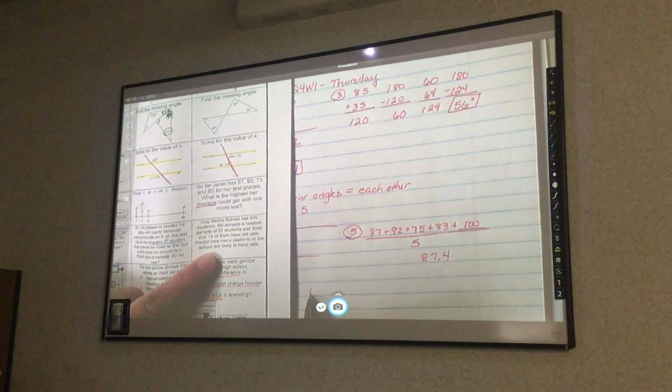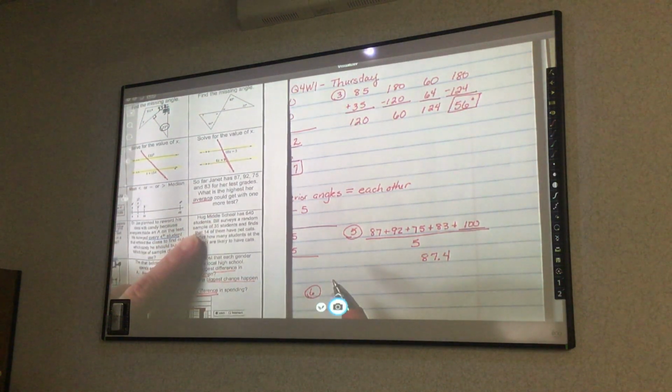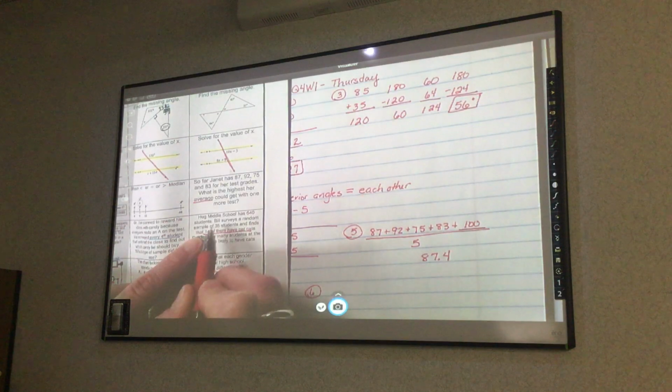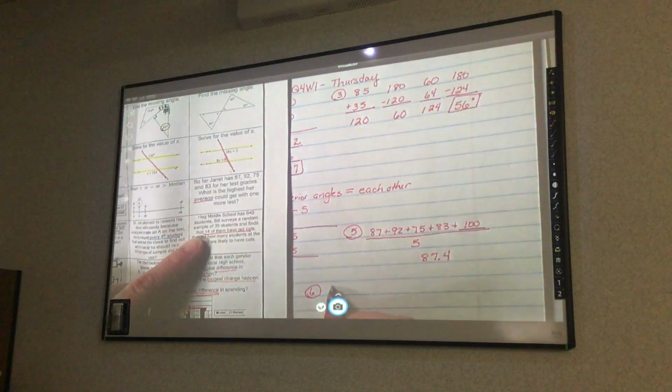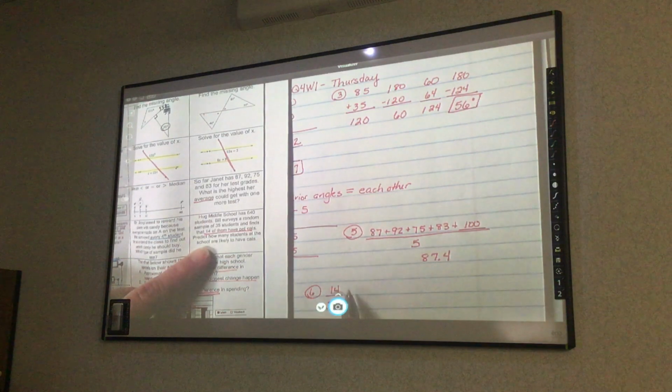And 6. Hug Middle School has 640 students. Bill surveys a random sample of 35 students and finds that 14 of them have pet cats. So you need to write this as a ratio. 14 out of how many? 35 have pet cats. Now we're gonna predict how many students in the school are likely to have cats.